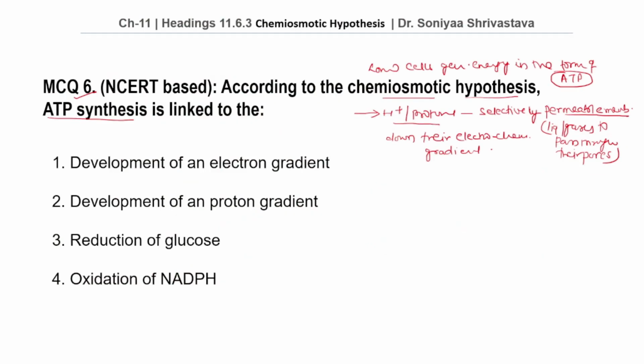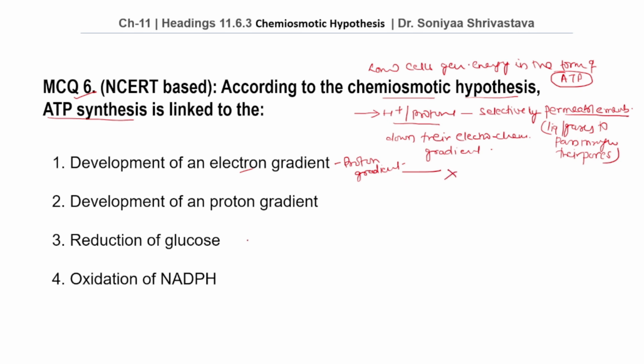Now option number 1, development of electron gradient. Student, this is a trap. Electrons move through the ETS, but ATP synthase is not driven by electron gradient. It is driven by proton gradient. So this option is wrong.